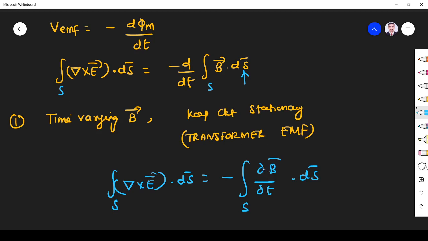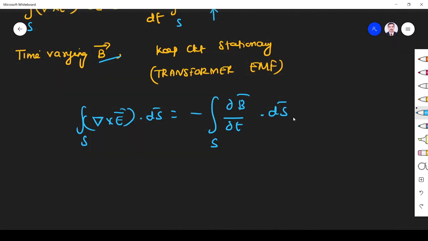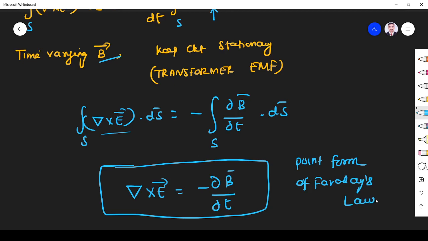Why has it become partial? Because only B is going to vary, ds is static, the area is static. Now you see the left hand side and right hand side are both surface integrals, so I can relate one to the other. So del cross E is equal to minus dou B by dou t. This is the point form of Faraday's law. This is a very important equation.